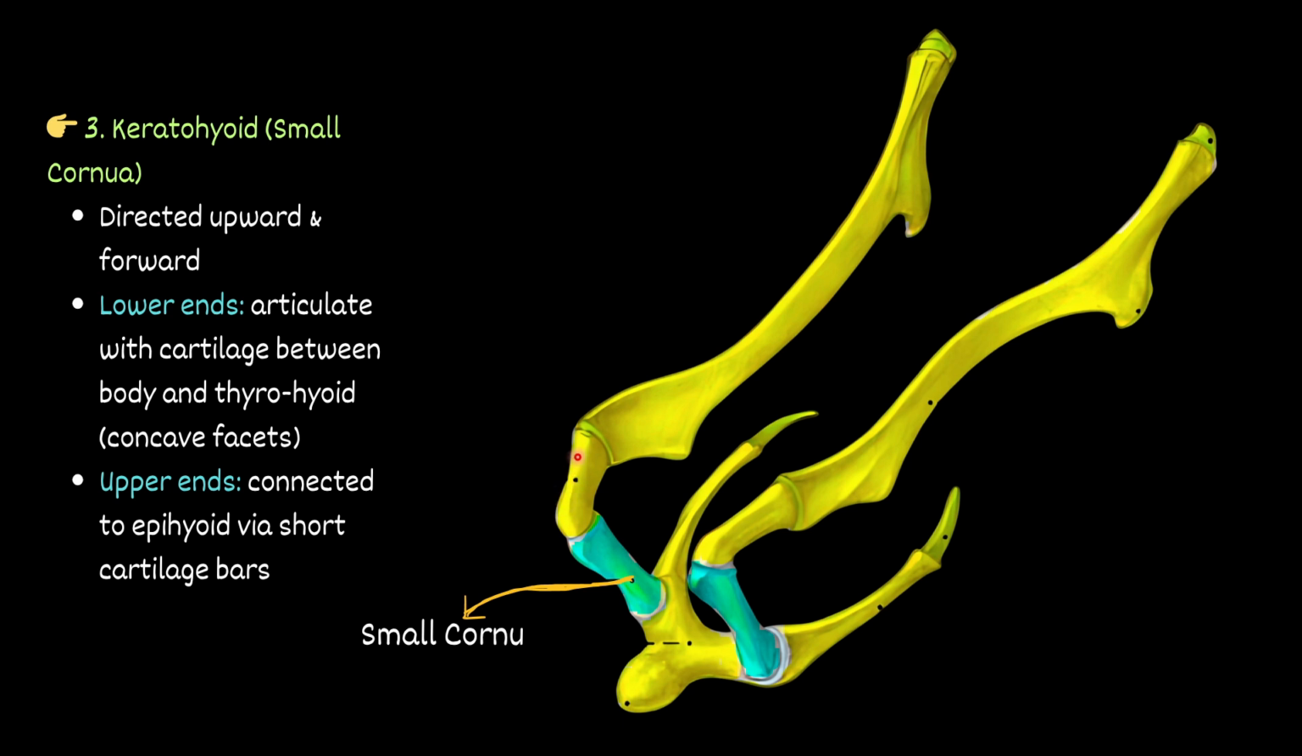At the upper end, it is connected to the epihyoid, or middle cornu, via a short cartilage. At this point you will find a short piece of cartilage for connection. So the small cornu attaches to the epihyoid by a small cartilage bar here.